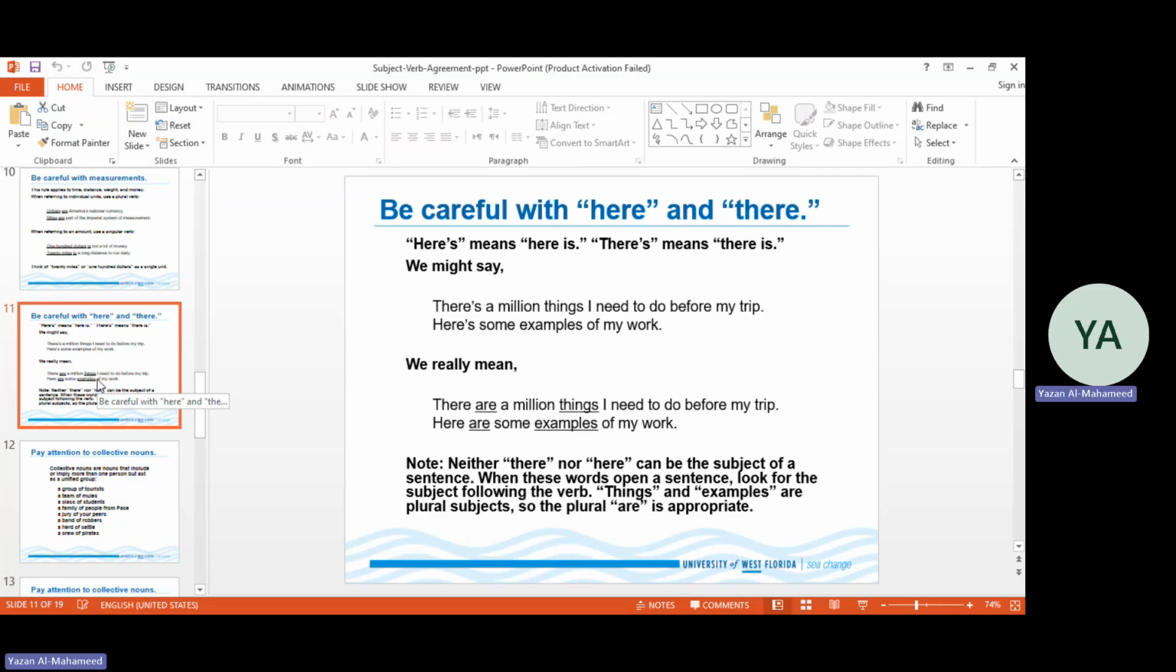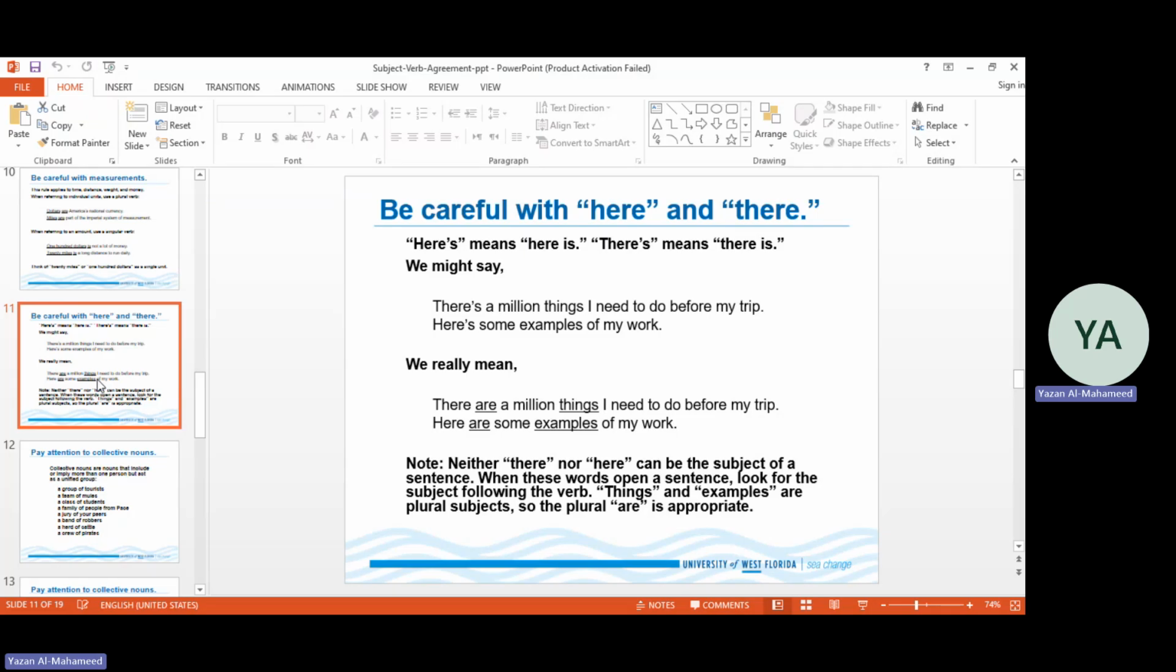Okay, so we need to be careful whenever we use agreement rules with some expressions in English, like here and there. Here means here is, or there means there is. We might say, "There is a million things I need to do before my trip," or "Here is some examples of my work." We really mean, "There are a million things that I need to do before my trip."